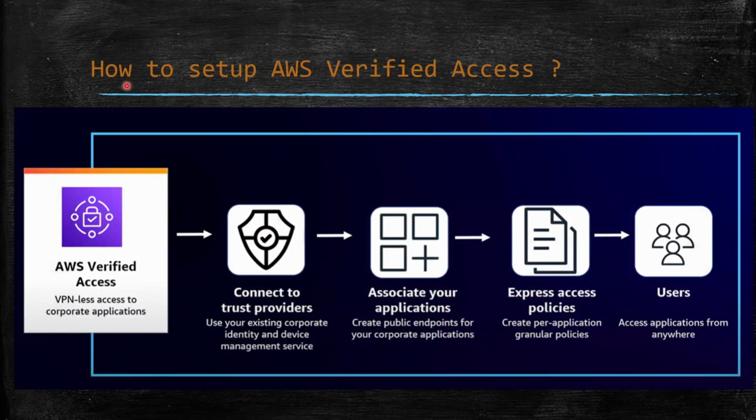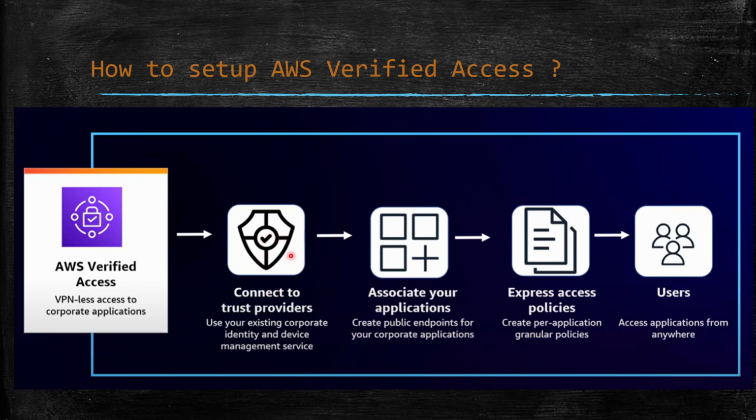So once that is done, how do you set up AWS Verified Access, right? It's very simple. First of all, in AWS we have a service called AWS Verified Access, where the VPN-less access to corporate applications is provided, right? So it has four steps. First, we need to connect the trusted providers.